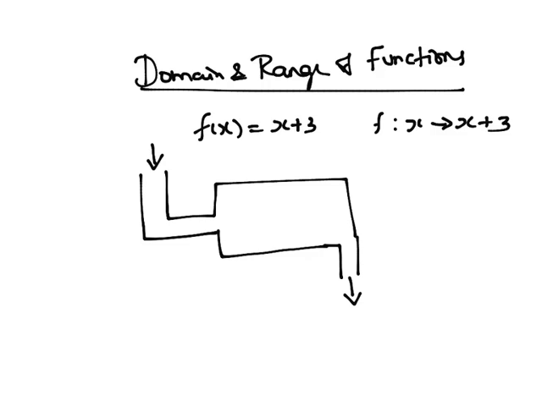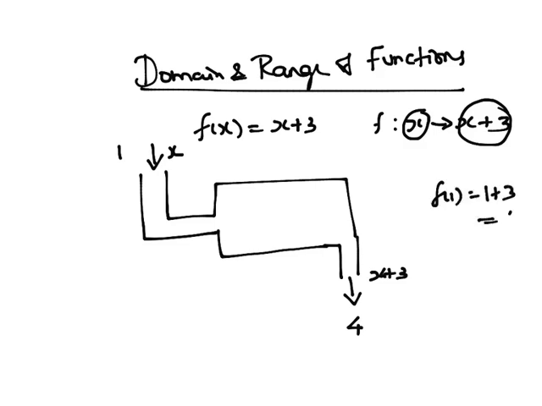Now for example here the input is x and the output is x plus 3. So if you put x inside, you will get x plus 3 outside. For example, if I put 1 inside, then you'll get 4 outside, isn't it? Because f of 1 is 1 plus 3, which is actually 4. So if I put 1 inside, I'll get 4 outside, which is a real number.